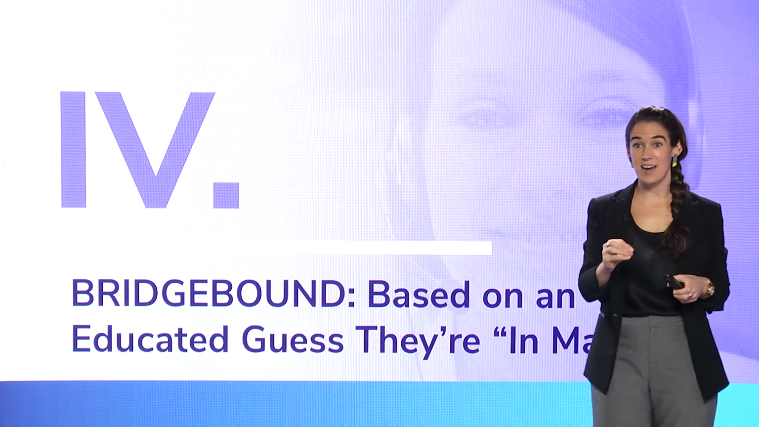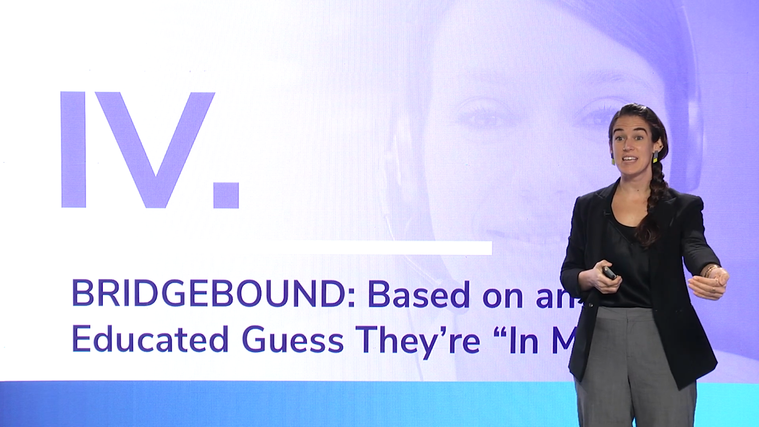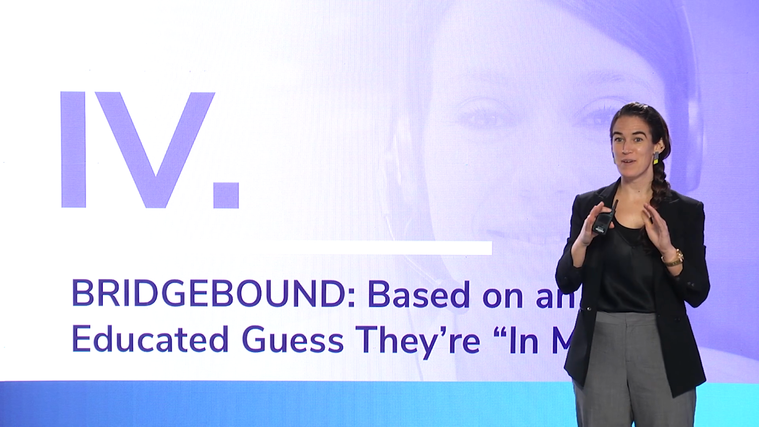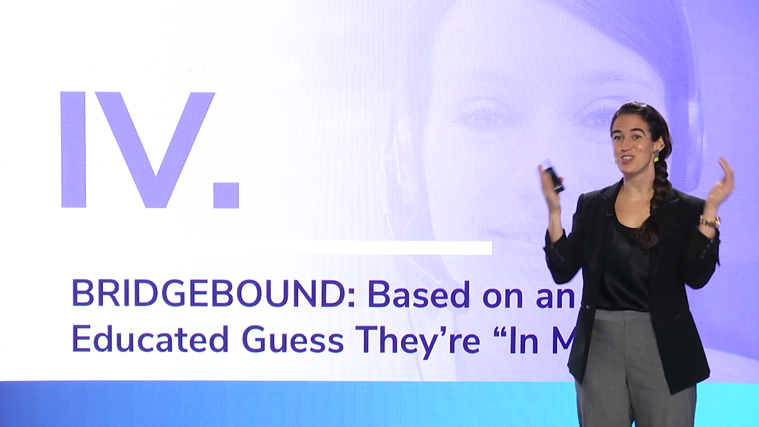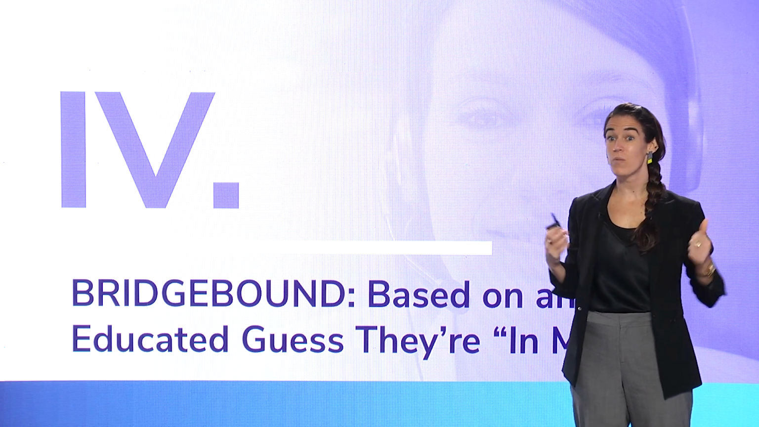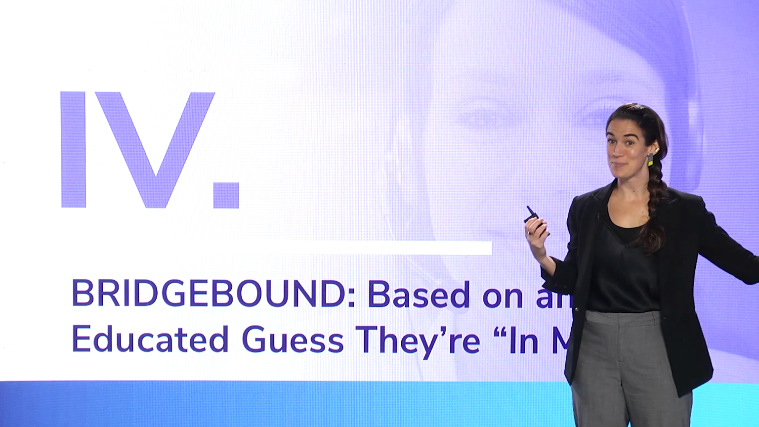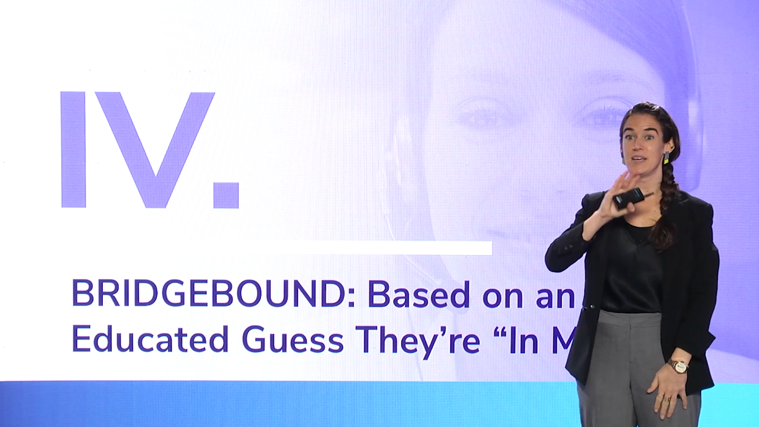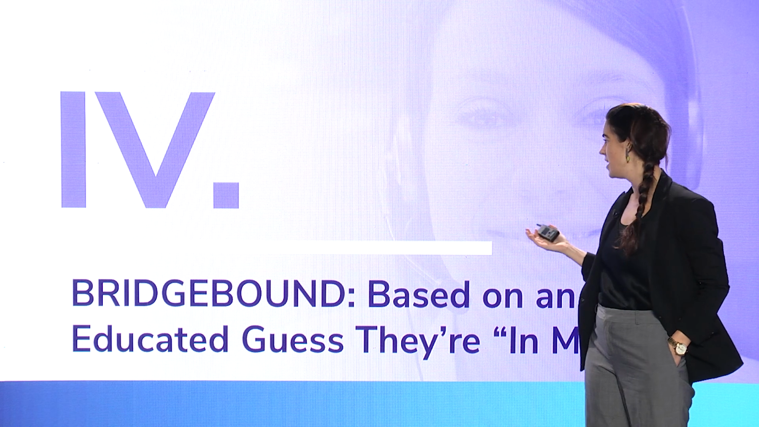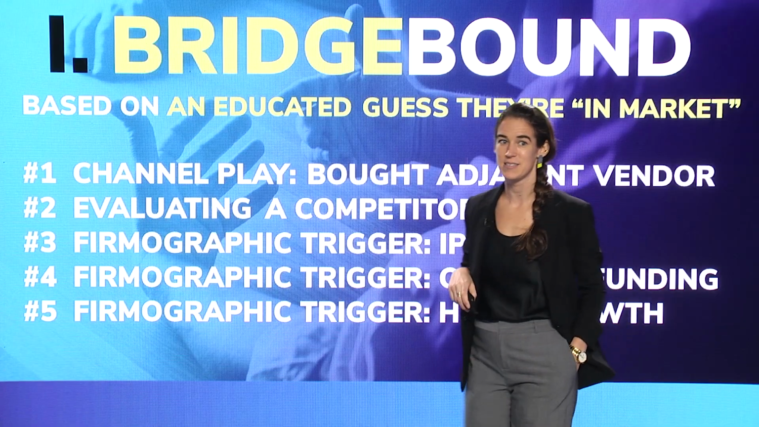The 4th and last category of Bridgebound is going to be Bridgebound based on an educated guess that they are in market. So before you hit me with, what about buyer intent? You mentioned G2 and TrustRadius earlier. So buyer intent for G2 and TrustRadius is a great way to know if they're probably likely in market, but that's a marketing lead. So that makes it postbound. So Bridgebound is going to be basically non-marketing leads that we are finding some kind of educated guess that this person is in market. And there are 5 sequences to this.